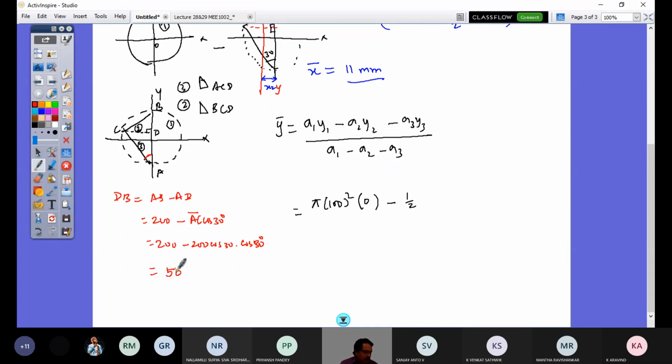And what is AD now? I can calculate AD, because for the next triangle I require this base. So this is BD. AD would be 200 minus 50, so that's 150 mm. So have these dimensions, and now you can work with this. So half into A2. A2 is this triangle, half into base 50 into height, already calculated, 86.6, into Y2. Can anyone say what is Y2?